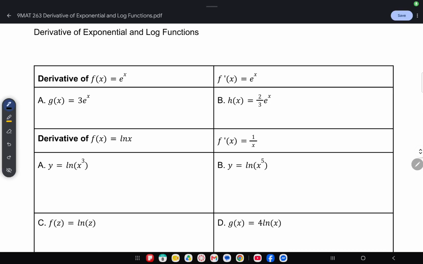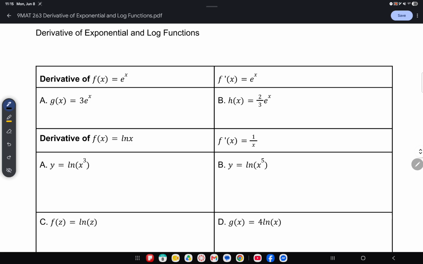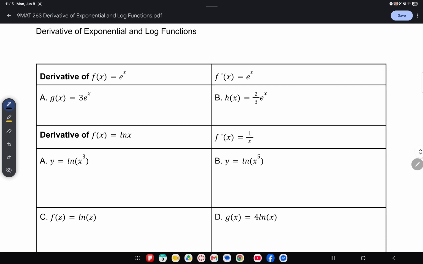All right, we're going to look at the derivative of exponential functions and log functions. So we had talked before about the e function in terms of compound interest and compounding continuously. And now let's do the derivatives. So the derivative of e to the x is actually just e to the x, okay?